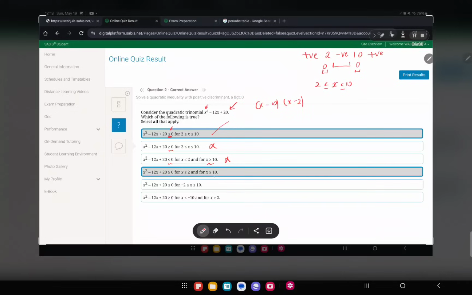Okay, part D. When is it greater than or equal to 0 for x before 2 and x after 10? Let's see, before 2, is it positive? Yes, it is. And then after 10, is it positive? Yes, it is. So that's correct. Okay, is it less than or equal to 0? We already found it less than or equal to 0, so let's just skip this. And greater than or equal to 0, we just found it, so we'll skip this also.